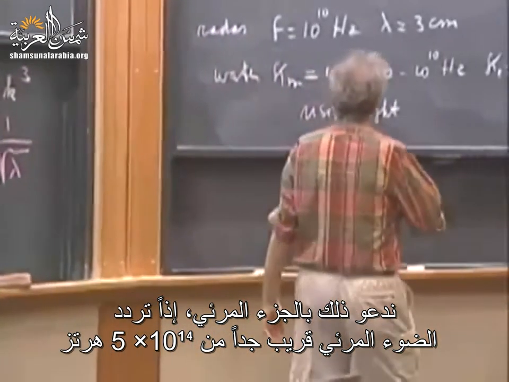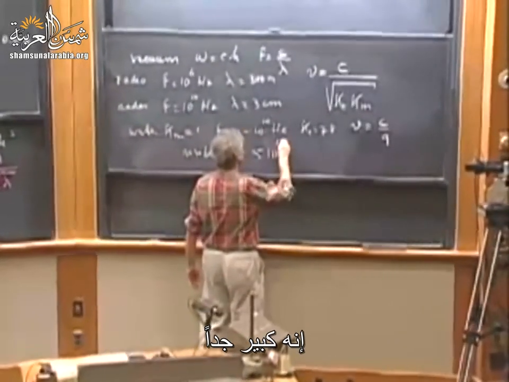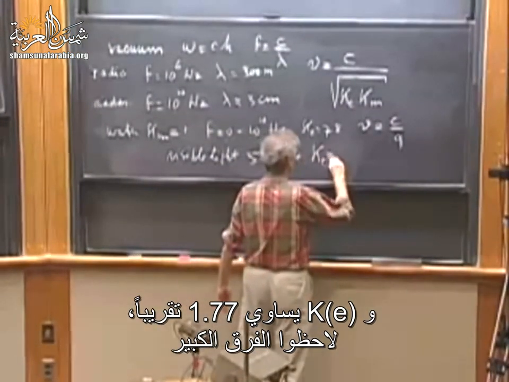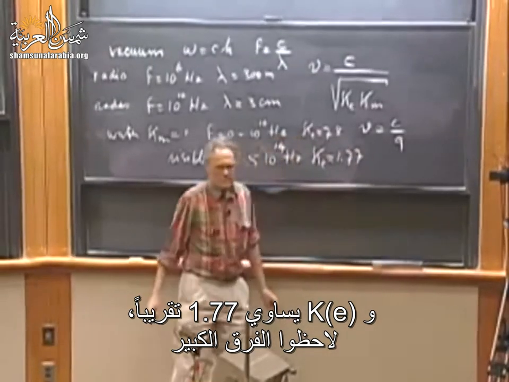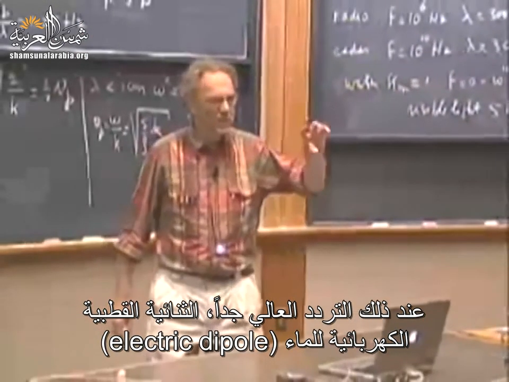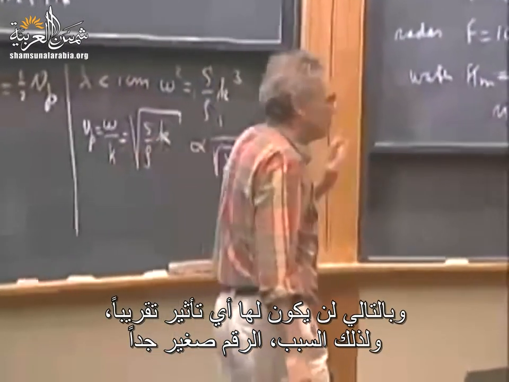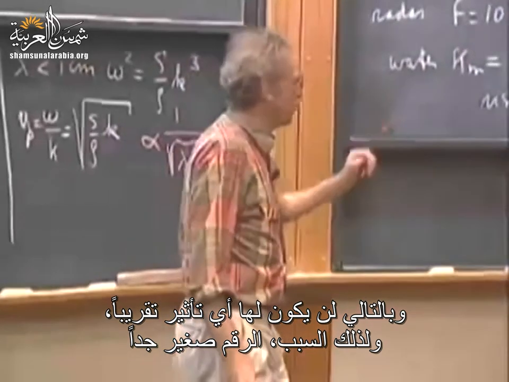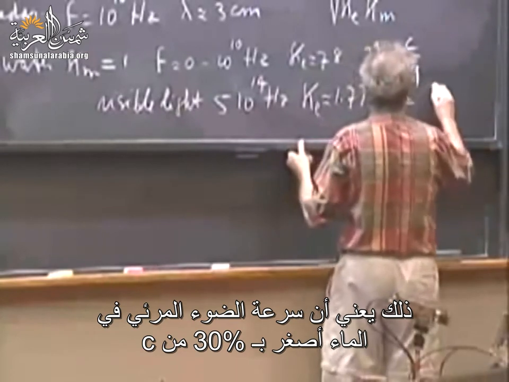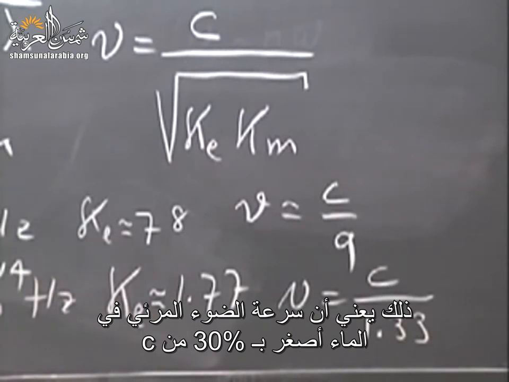So that's visible light, which has a frequency of very roughly 5 times 10 to the 14 hertz. It's huge. And kappa E there is roughly 1.77. Look at the enormous difference. At that very high frequency, the electric dipole of water cannot follow the changing electric field. And therefore, it just sits there and it has almost no impact. And that's why the number is so low. So that means that in water, visible light has a speed which is about 30% lower than c.